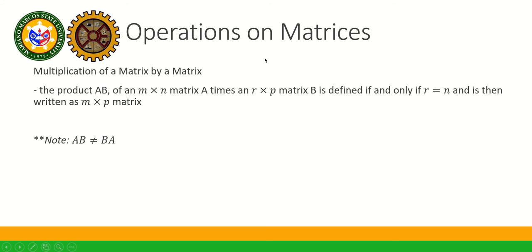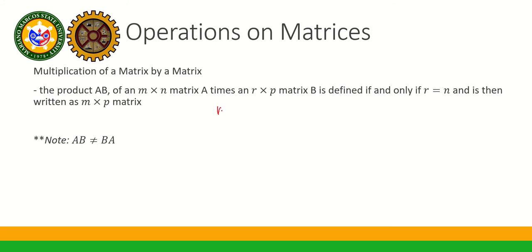Okay, so now let's proceed to the multiplication of a matrix by another matrix. The product AB of an M by N matrix A times an R by P matrix B is defined if and only if R is equal to N, and is then written as an M by P matrix.